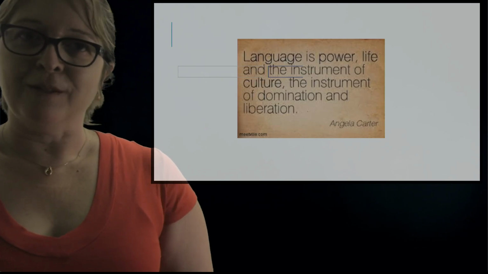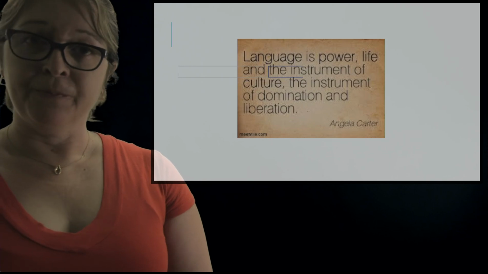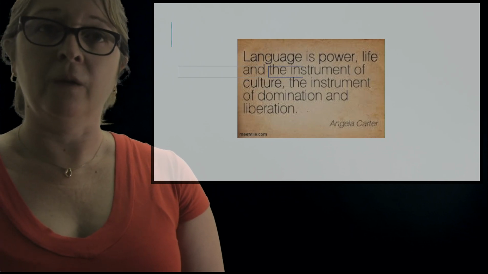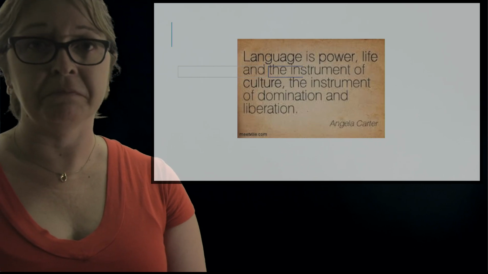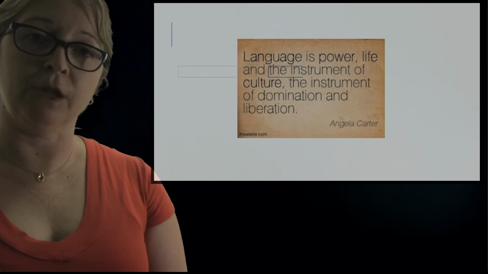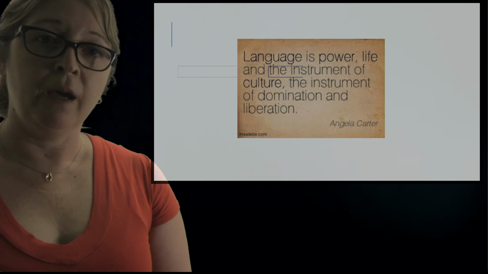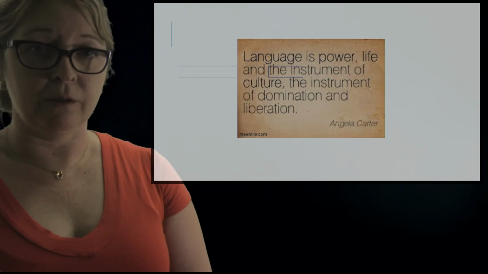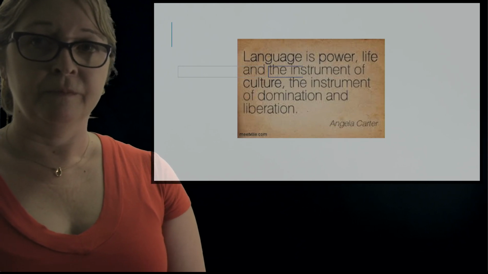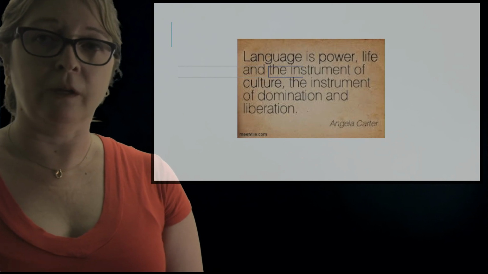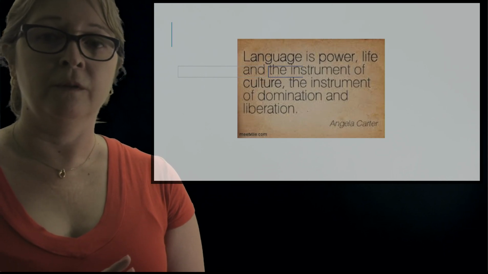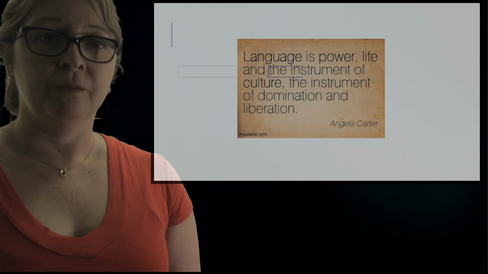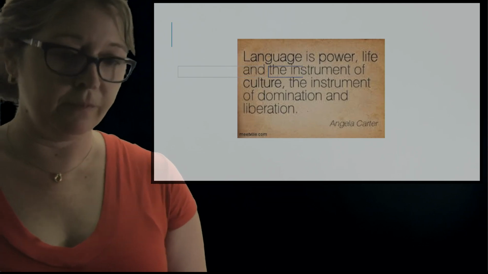Let's end on a positive note. Language is power. Language is life and the instrument of culture. The instrument of domination and liberation. Think about what that has to do with language contact. Have a good week. Thanks.